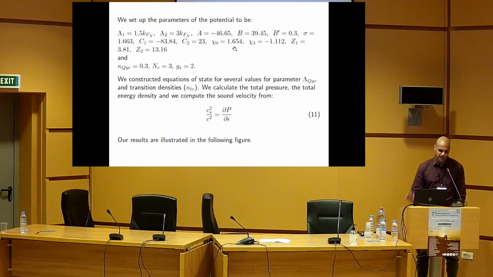the transition densities. Transition density is the density where we insert the quarkyonic matter. Below this density, we assume that we have only neutrons. We have pure hadronic matter. We calculate the total pressure, the energy density, and finally the sound velocity to see if our equations of state are causal or not.